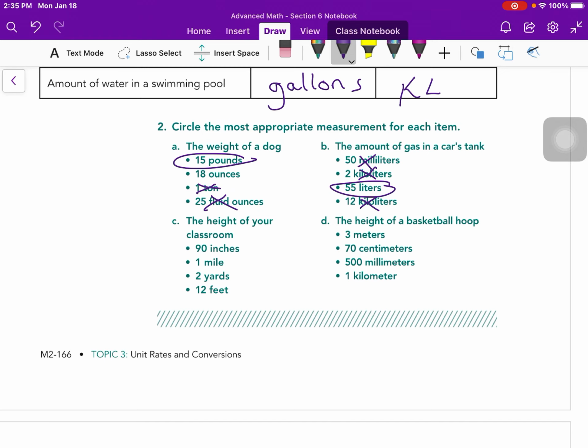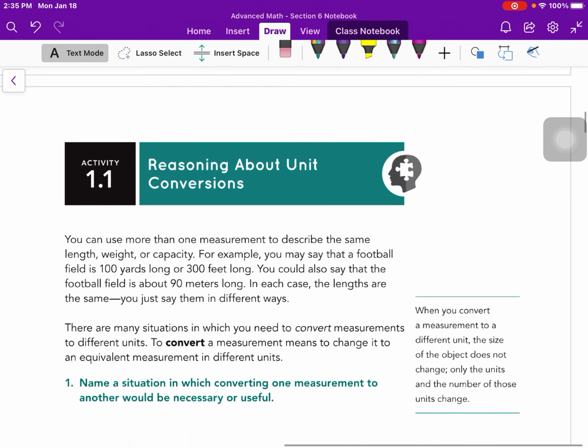The height of your classroom, well, it's not going to be a mile high. 2 yards is only 6 feet. That's not very tall. 90 inches isn't real tall, so I think 12 feet would probably be the best one. And the height of a basketball hoop. Centimeters are really kind of small. Millimeters are really small. A kilometer is similar to a mile, so no. So I think 3 meters for that one. All right, let's keep going here.